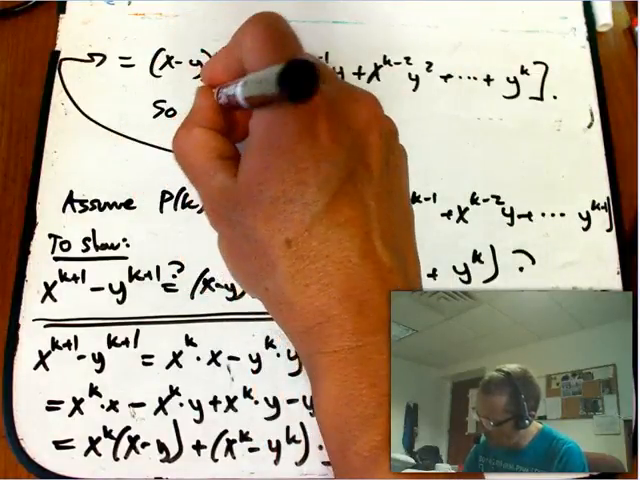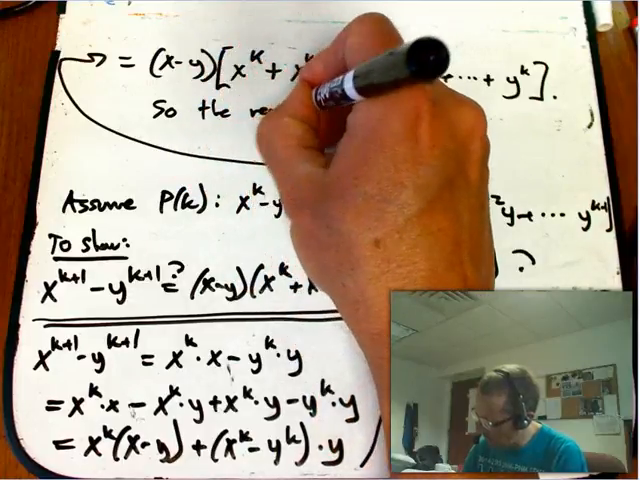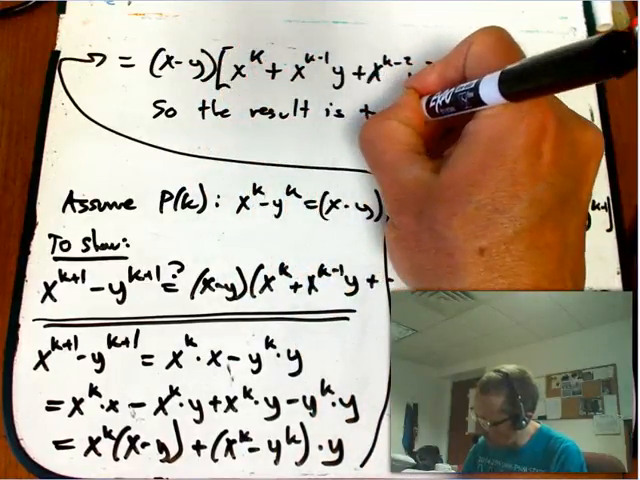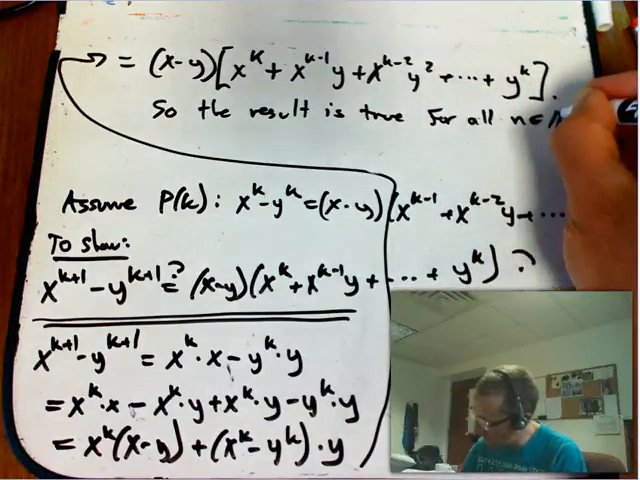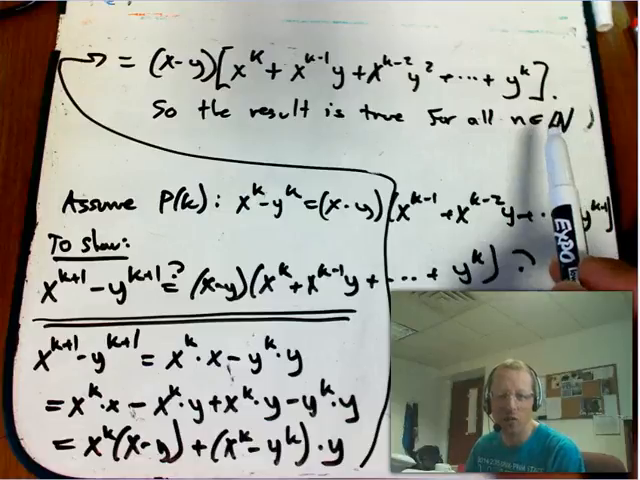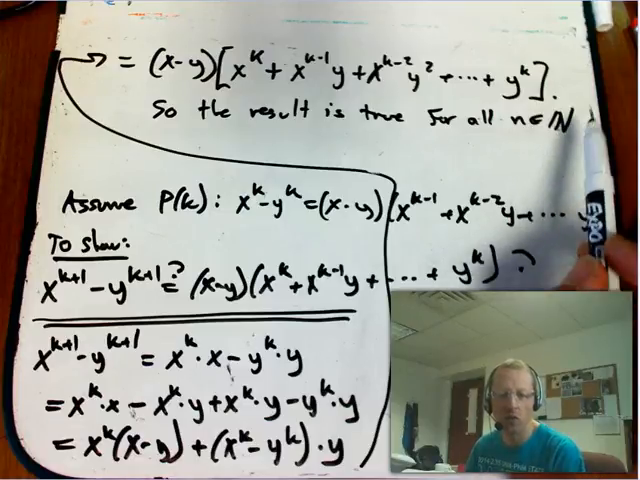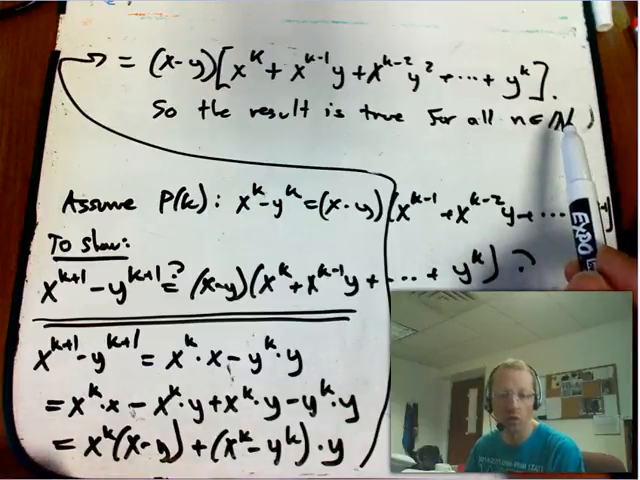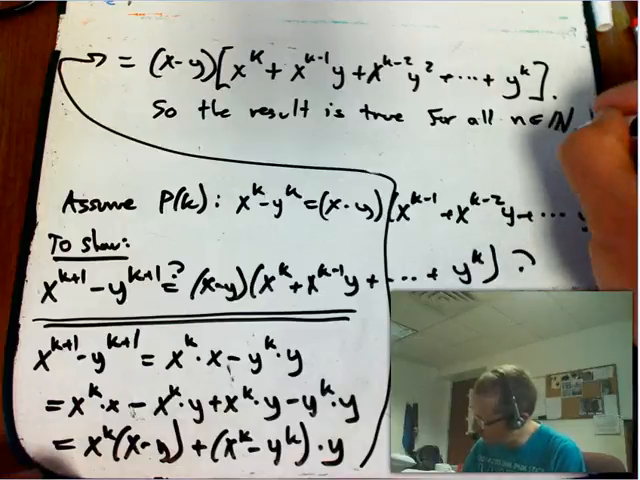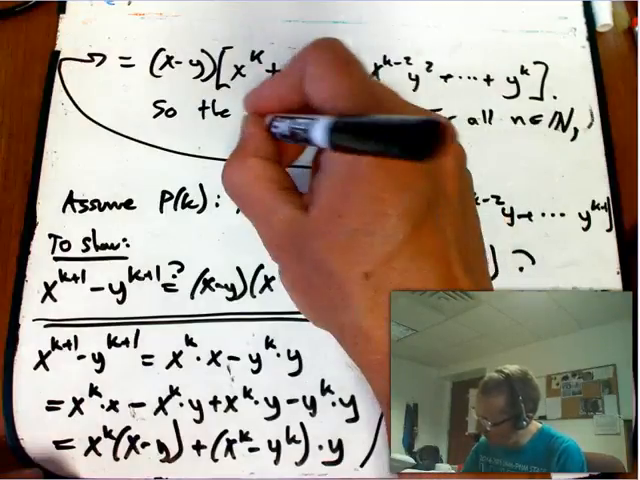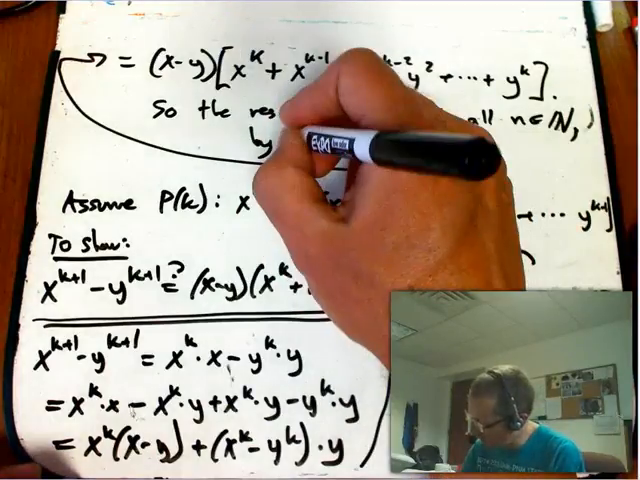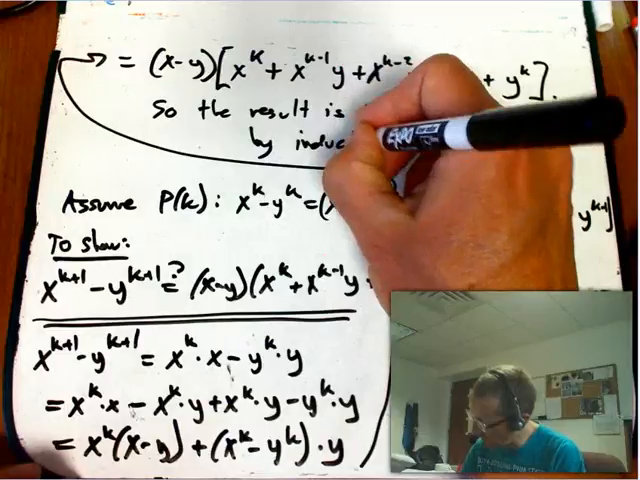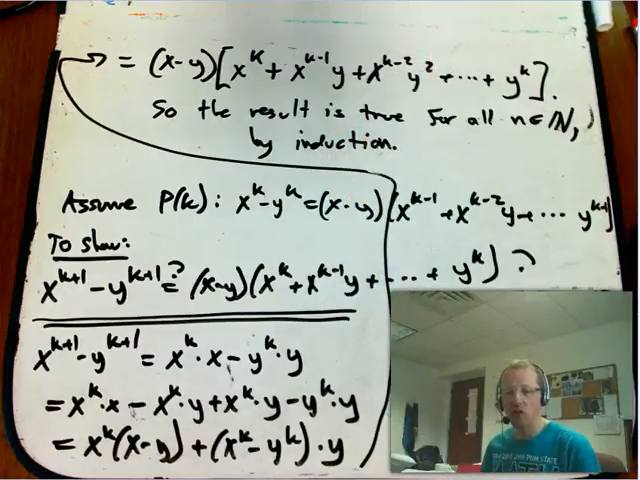So the result is true for all n in the natural numbers. One tiny note, our book says the natural numbers start at 1. Often they start at 0, but we're going to have the convention in these videos that natural numbers start at 1, by induction. So that's a generalization of that proof, if you wanted to see it.